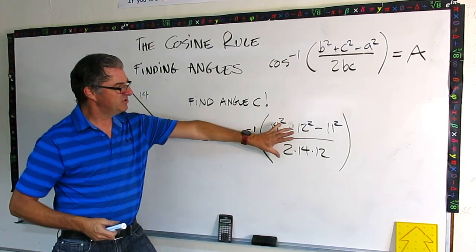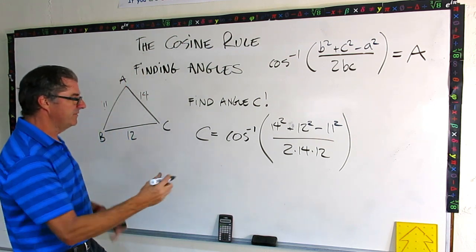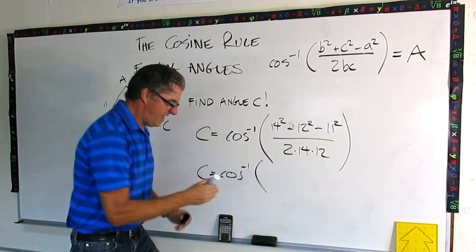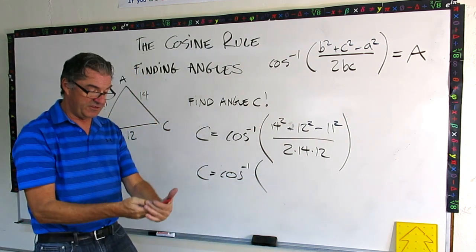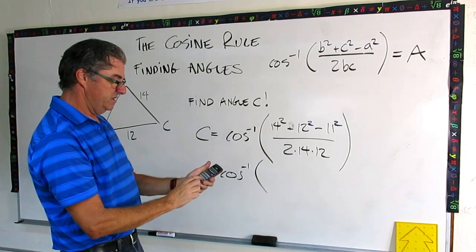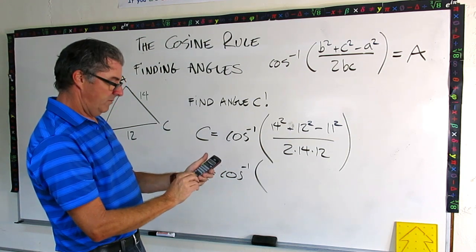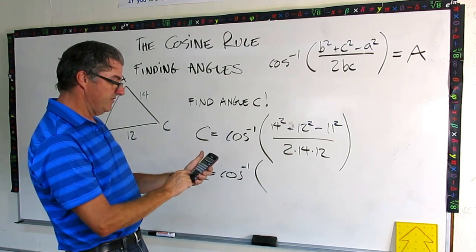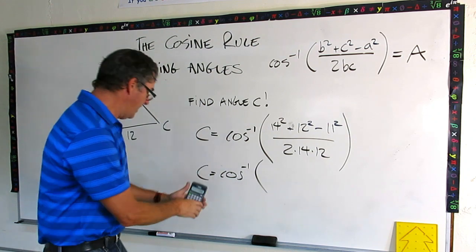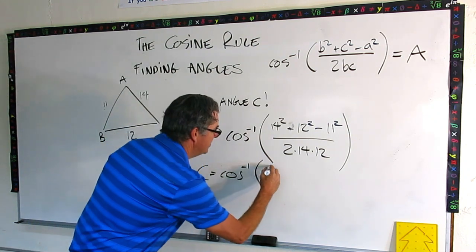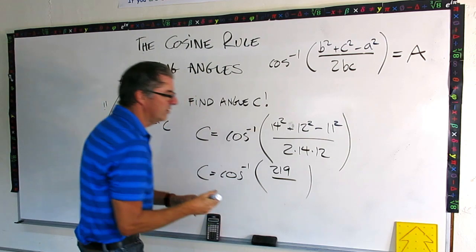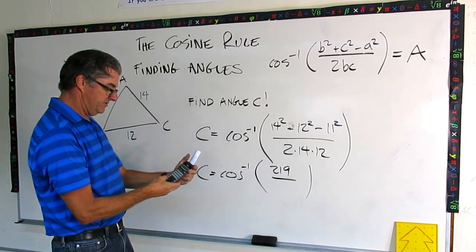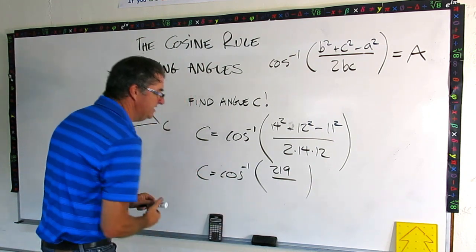So my first step is going to be to evaluate that gnarly looking fraction. So C is going to be cosine inverse of that. So let's get out the calculator. 14 squared plus 12 squared equals minus 11 squared equals. So now I have the top of my fraction, that's 219, and then over 2 times 14 times 12, that's going to give me 336.